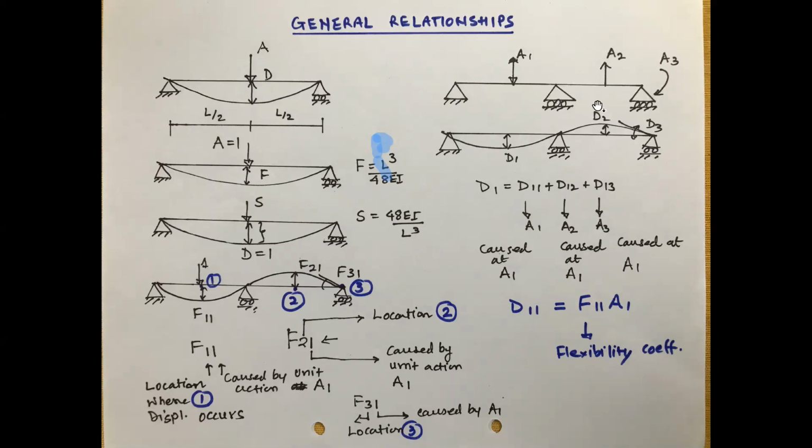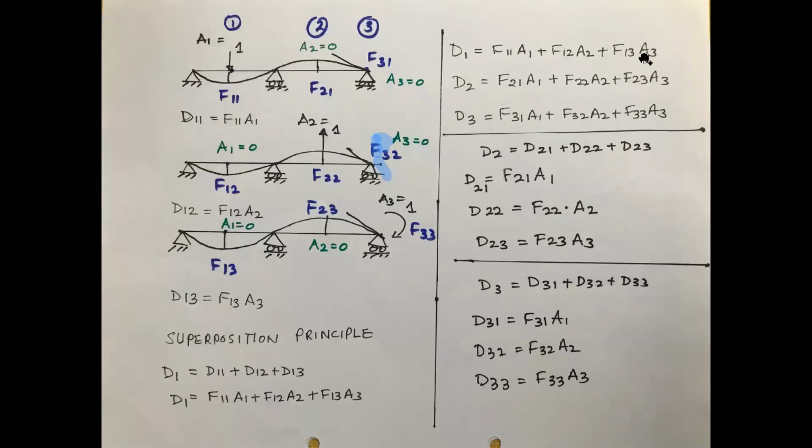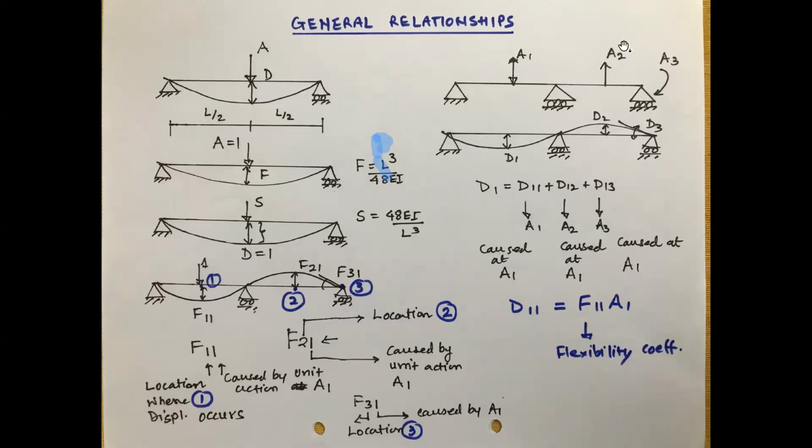Now go to the more general case. You can see the right-hand side figure, the more general case where several loads are applied, A1, A2, a moment is also applied, and there are several supports. So the question is, how do we relate the forces and the deflections through the stiffness and flexibility coefficients? There will be 9 stiffness and 9 flexibility coefficients generated, and we will see how they can be generated.